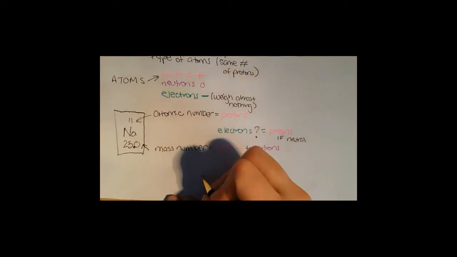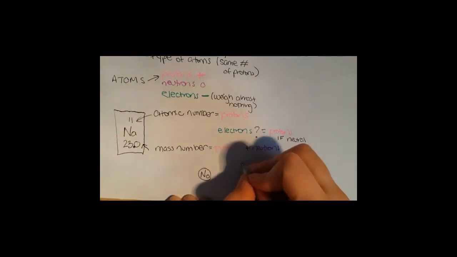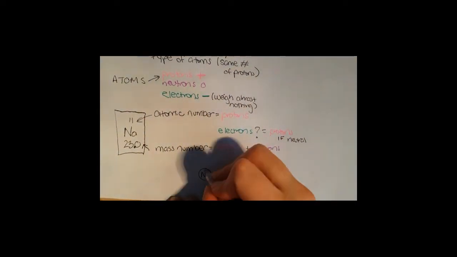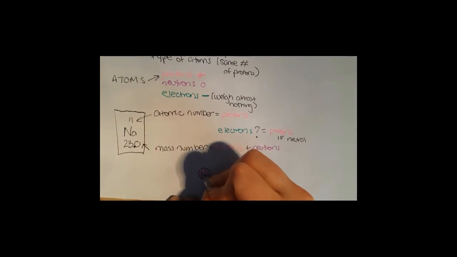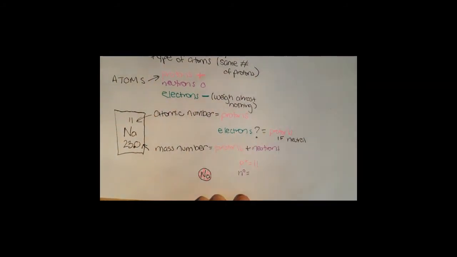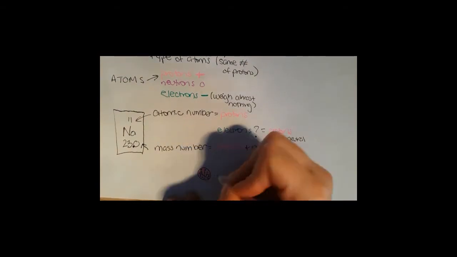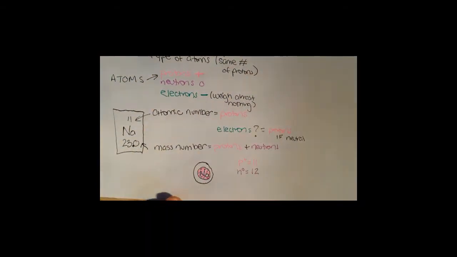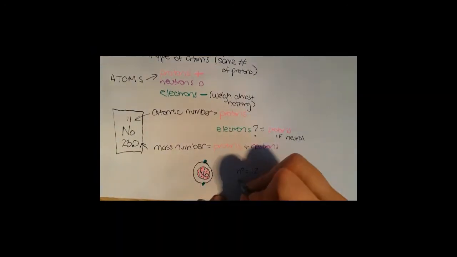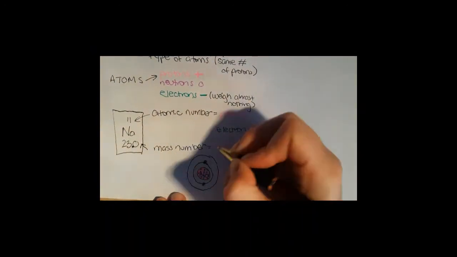Next, I'm going to show you how to draw it. So we have sodium, the symbol in the center there. We calculate the number of protons to be 11 and neutrons to be 12. And we place the protons in the middle as pink and neutrons as purple. They're in the nucleus. Then electrons go on shells around it.